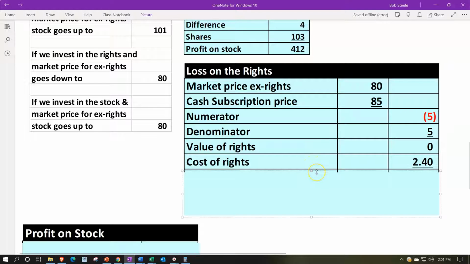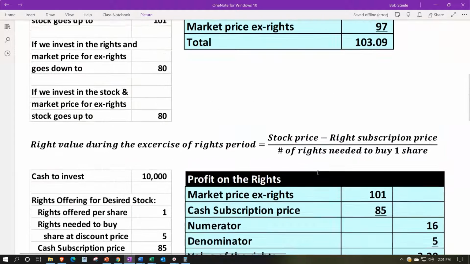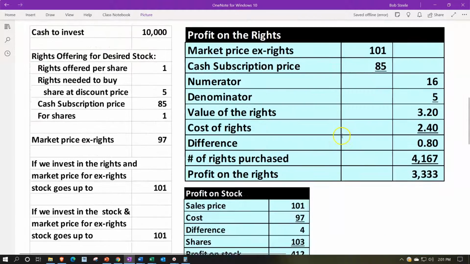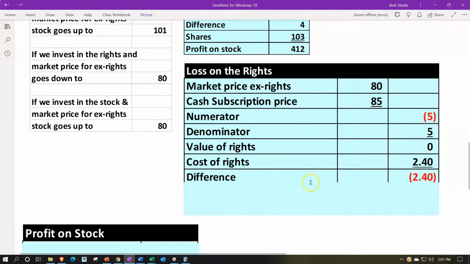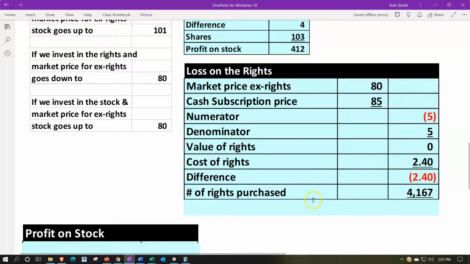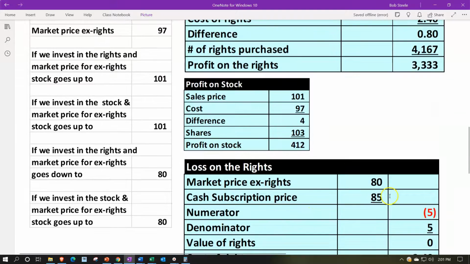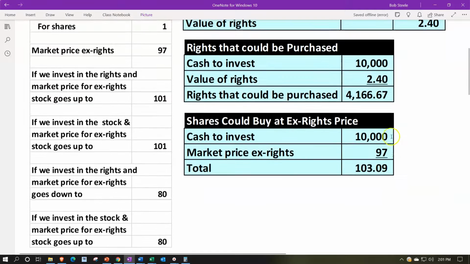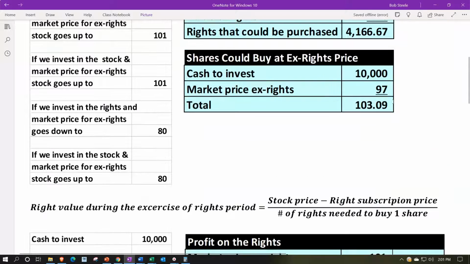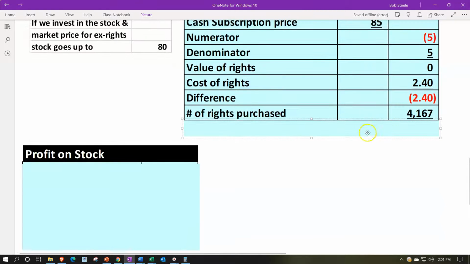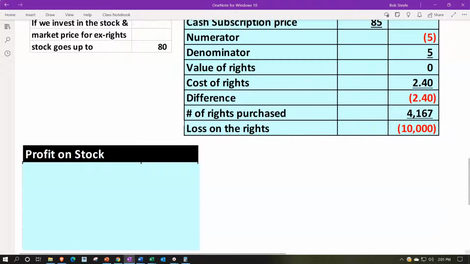The cost of the rights then is 2.4, so we had the 2.4 on the rights. What's going to be our loss? It's going to be the 2.4 minus the 0, or -2.4, multiplied times the number of rights that we purchased. We said that we purchased up top with our $10,000 about 4,166. So -2.4 times about 4,166 will, of course, be the loss of that $10,000 investment.